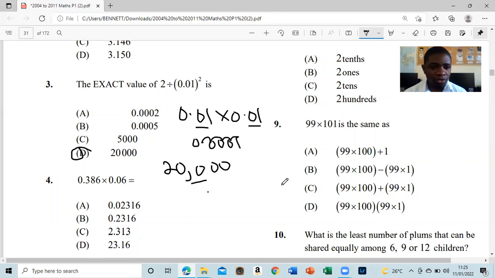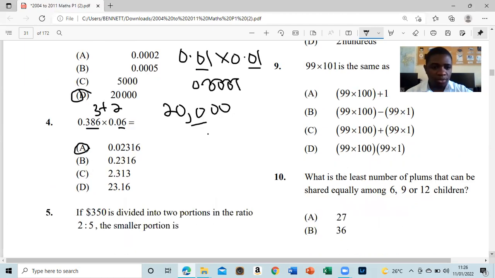All right, so next we have 0.386 times 0.0 something. We just count the number of decimal places, right? So we add the 3 plus 2 for the number of decimal places, and we get 5. So we are supposed to get 5 decimal places. So that means 1, 2, 3 would be this. All right. So let's move on to number 5.